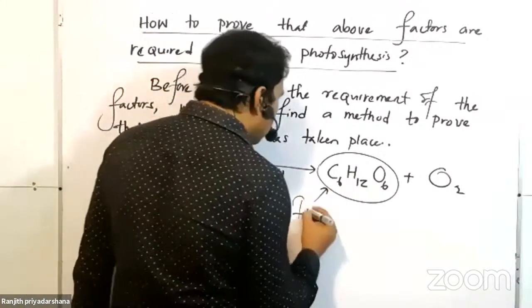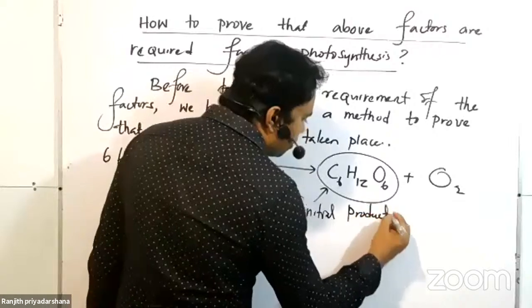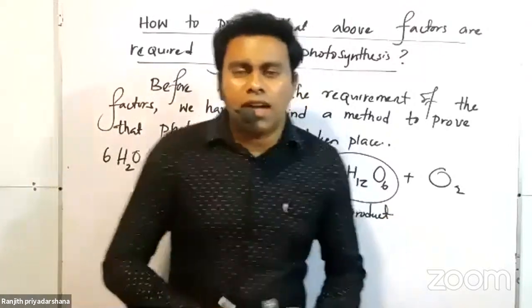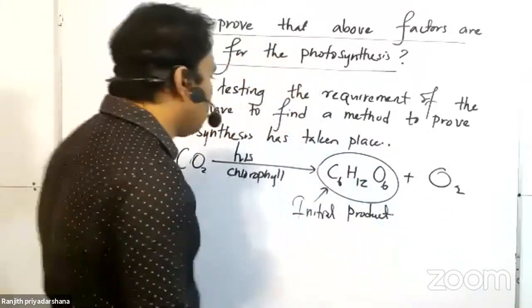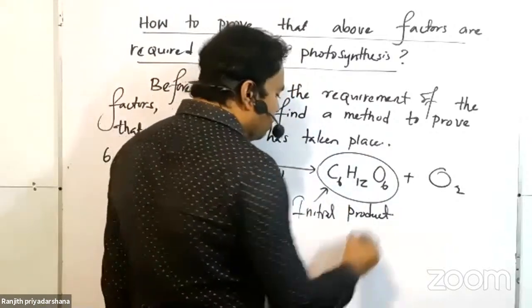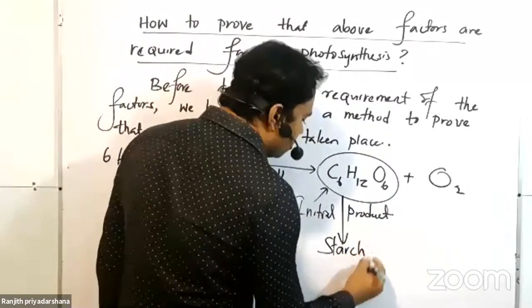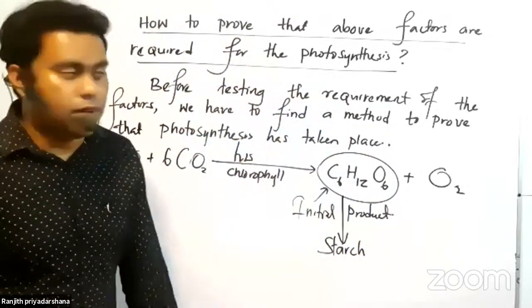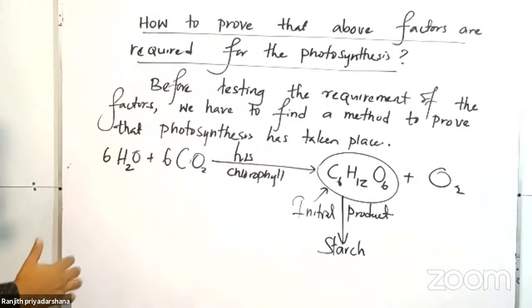As this is the initial product, what happens later? A large number of glucose molecules polymerize together to form what? Starch. So I think you had better take down this.